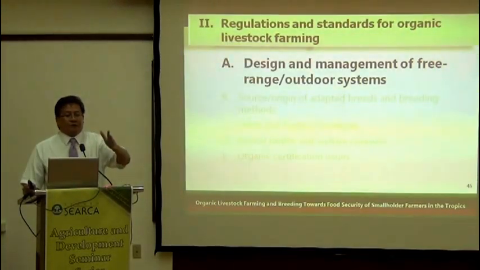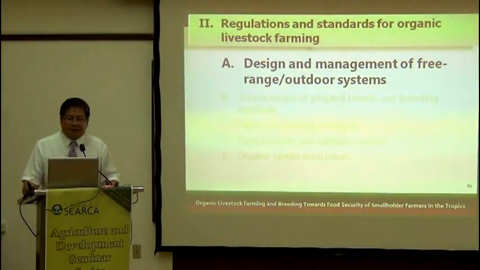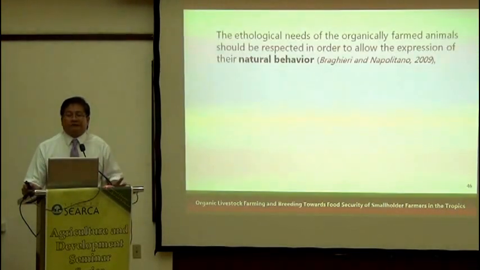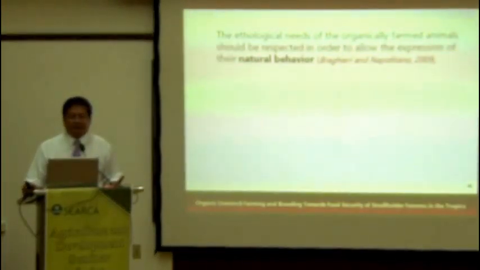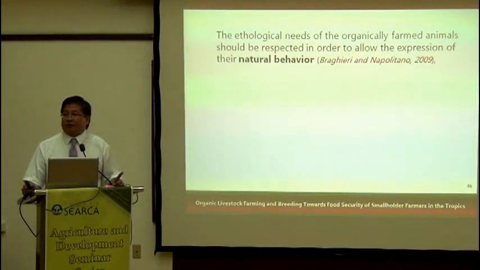The next part will show you those regulations. So I'll try to put this one. This one will be the design and management of free-range outdoor systems, starting with the principle in organic livestock production that the ethological needs of these animals should be respected in order to allow the expression of their natural behavior.